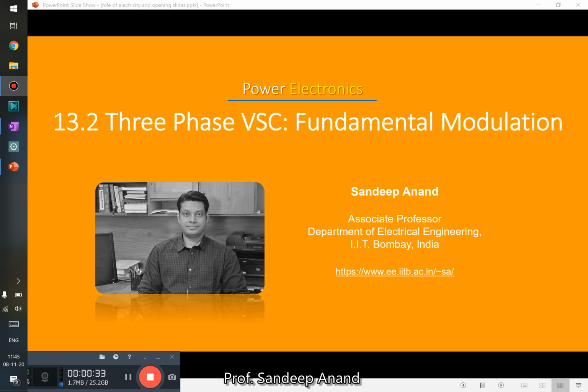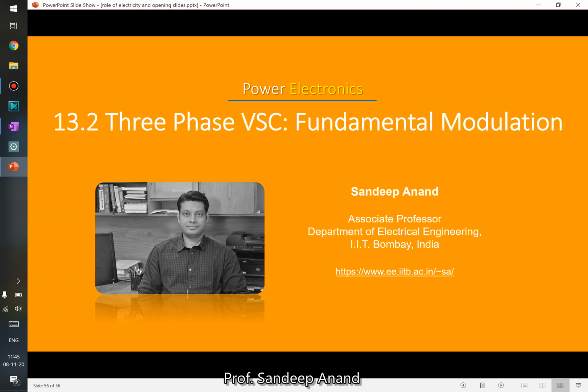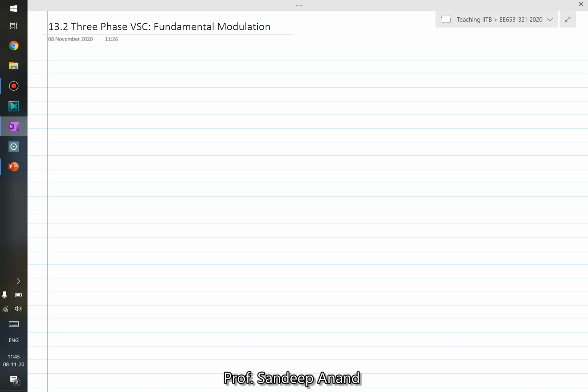So in three-phase voltage source converter, we saw that there are three legs. So there are essentially six switches. So that means each of these six switches would be switching once a power cycle. So let us go ahead and see how it looks. So we have a three-phase voltage source converter.